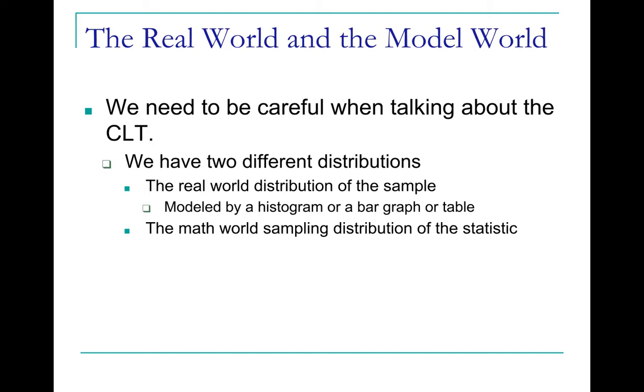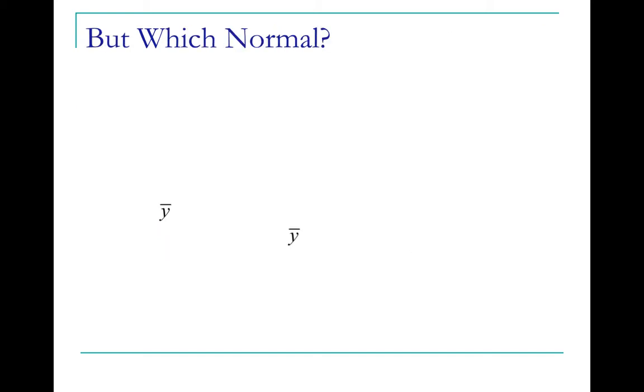Because when we look at the math world, the sampling distribution of the statistic, that is what's modeled by the normal model. So the real world distribution of the sample, that's modeled by the histogram, or a bar graph, or a table. But the math world, that is repeated samples, multiple samples, not just one, but multiple. And then all of those proportions or all of those means plotted on one plot. That's then what can be used with the normal model. But which normal? We have two. We have proportions and we have means.